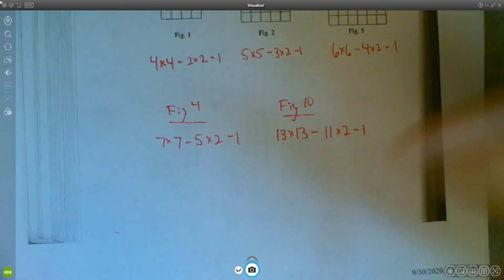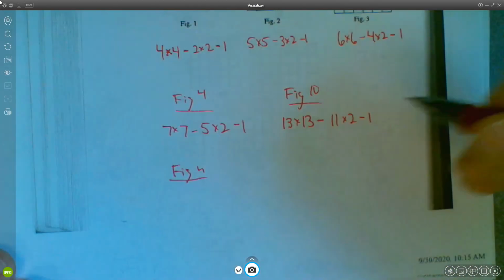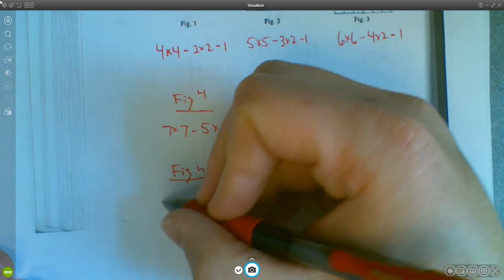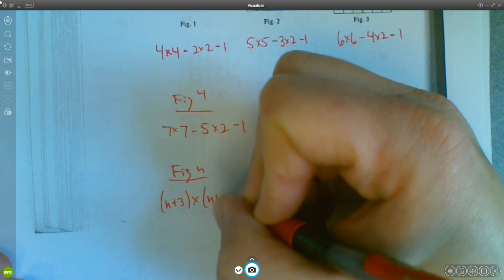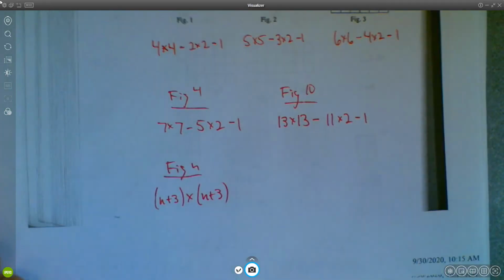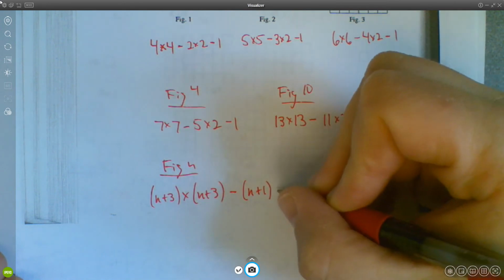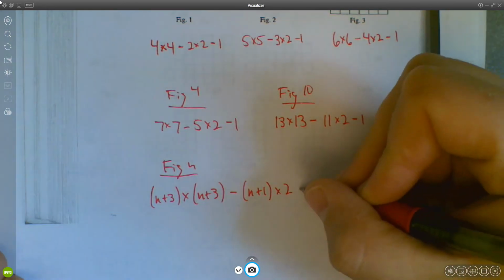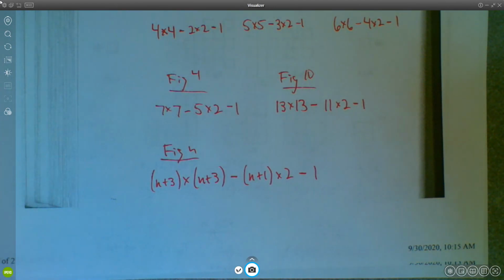Okay, so jumping now to figure n. I think what we decided is that we had a figure number plus 3 by a figure number plus 3, but then we were missing a figure number plus 1 by 2, and we were also missing 1 little square. So that's the pattern that I came up with.